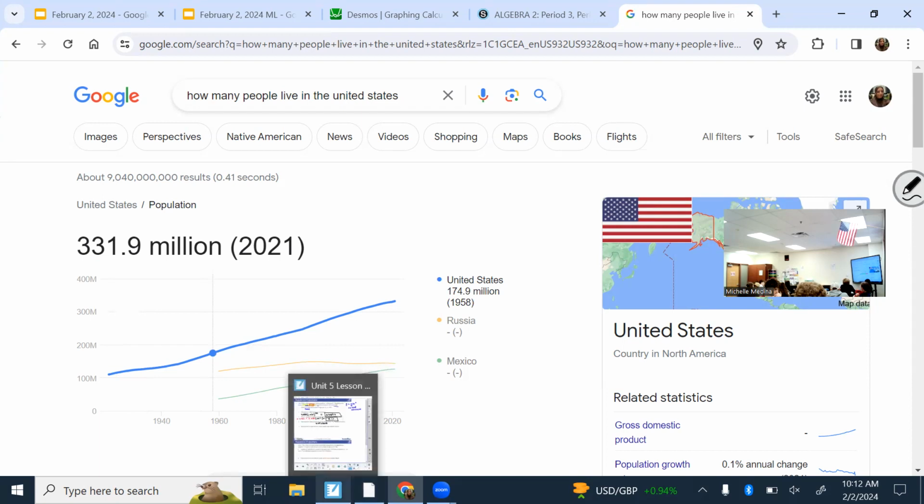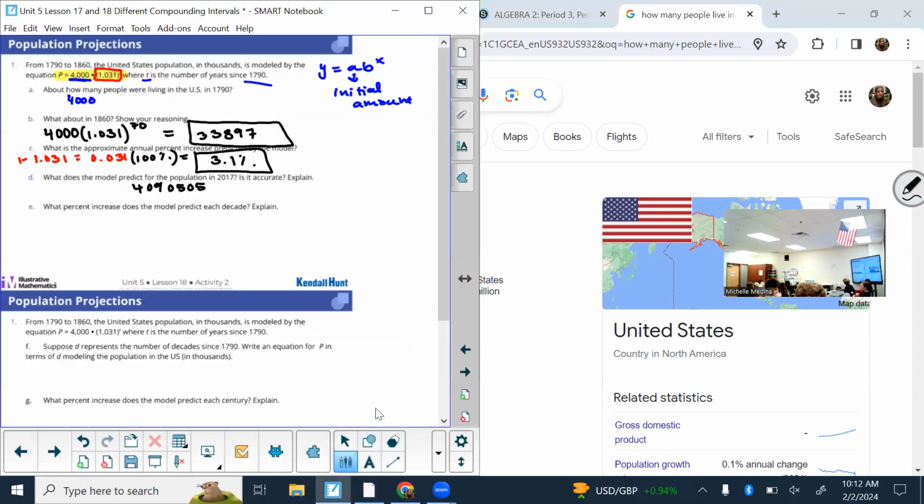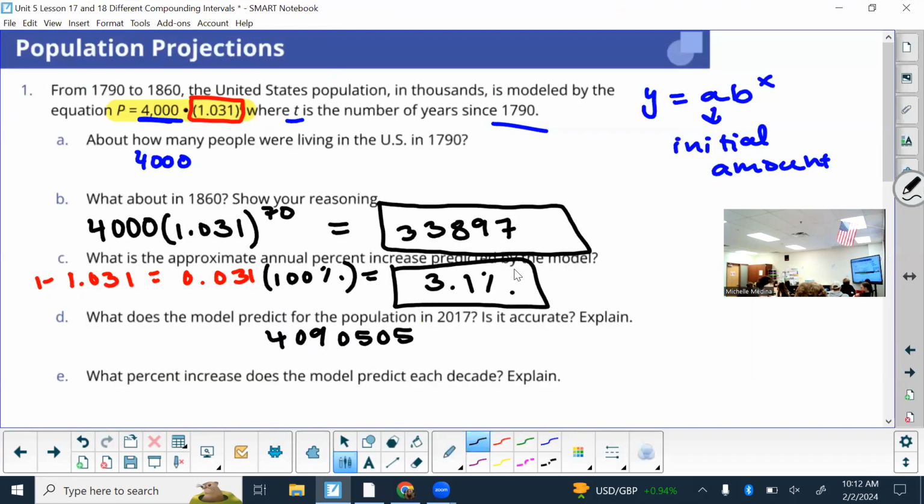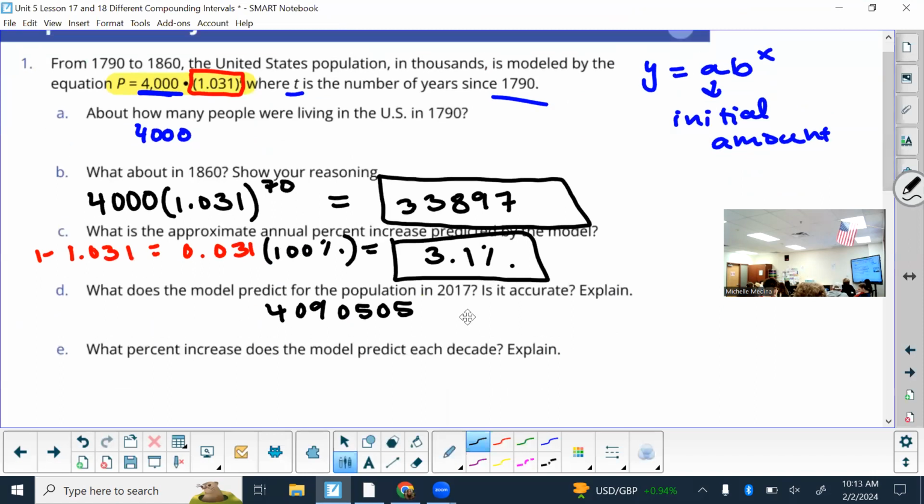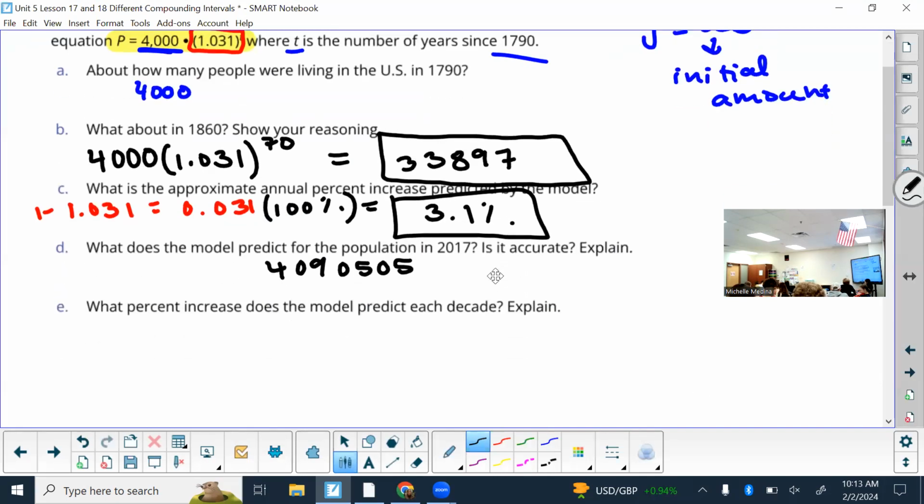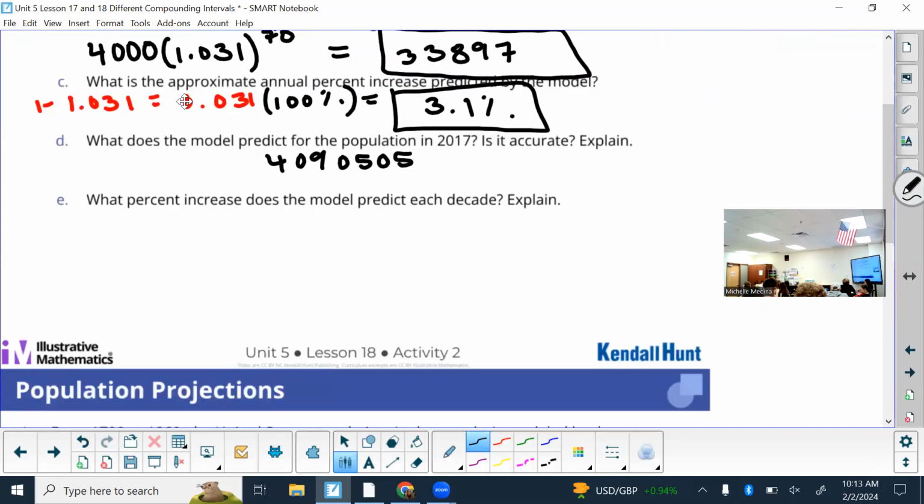So models are just models. They're not necessarily 100% fact. That's just what they were predicting at that time, that it was growing at that rate for a few years. So they wanted to see if it continues at that rate, how much would I have in 2017? Obviously, a lot of things have changed since 1790. Like, healthcare got better. People were living longer. So, yeah, you could have lots of reasons for why it's not accurate, but that's just what the model says.